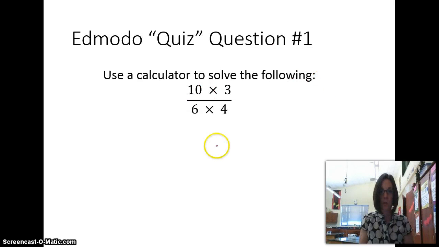Here's the first question for your Edmodo quiz. I can't put something complicated like this in Edmodo, so here's question number 1. Use your calculator, using what you just learned, find the value of this. That'll be your answer to question number 1.